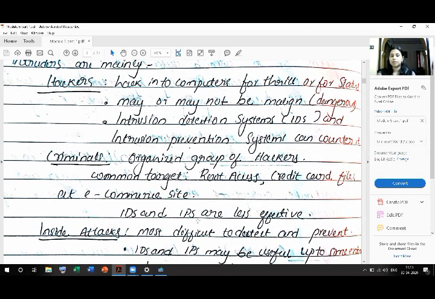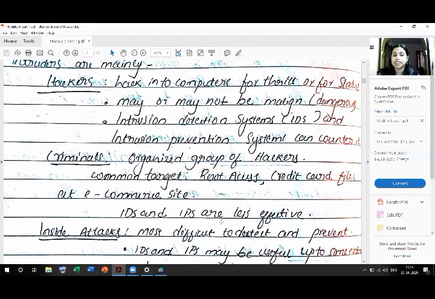Next one is criminals. Criminals are an organized group of hackers. They have already been trained to collect the authorized information of a system. They have common targets like root access and credit card files at e-commerce sites. This cannot be detected well by using these two systems. Intrusion detection systems and intrusion prevention systems are less effective for this.